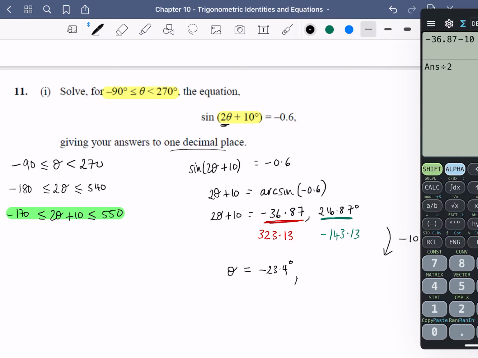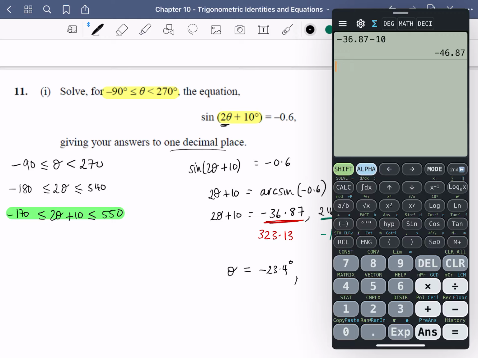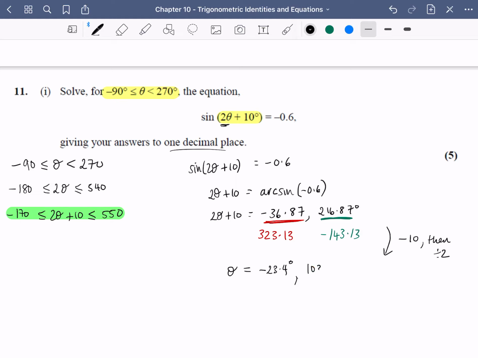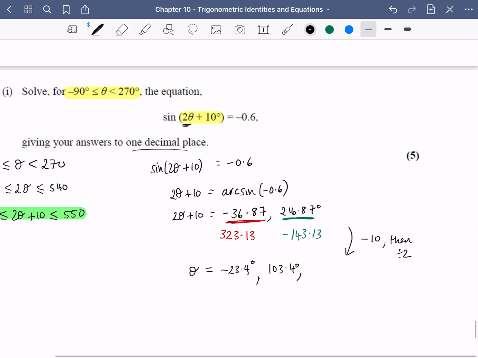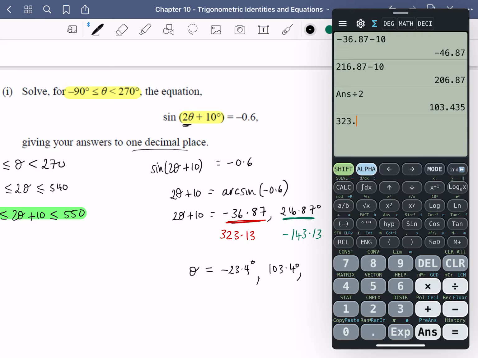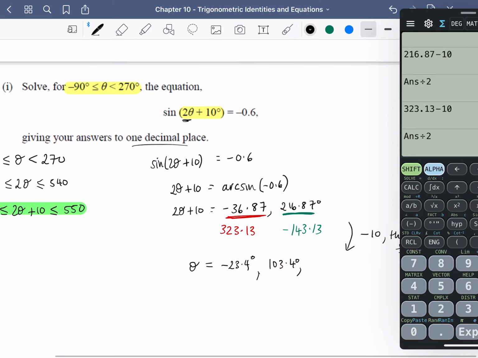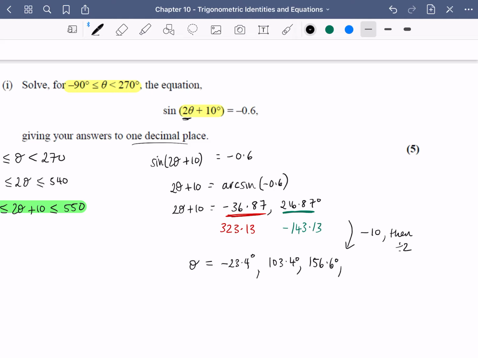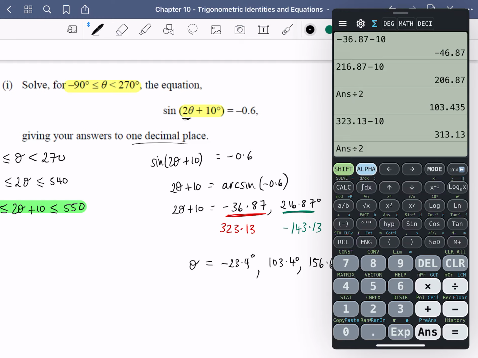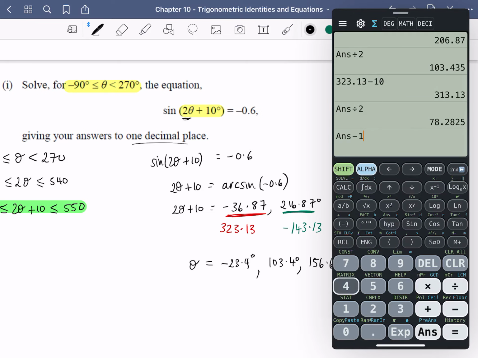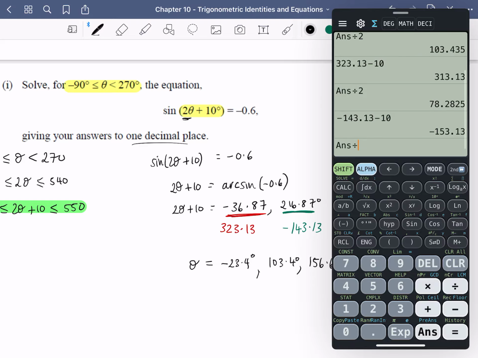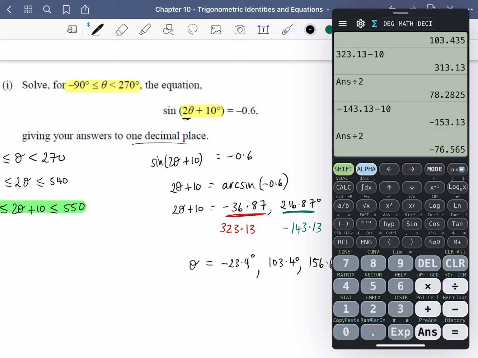Okay, my next one, I shall do 216.87. I will minus 10, press equals, and halve it, 103.4. Then I've got 323.13, minus 10, divide by 2, 156.6. And my last one is from my minus 143.13. I'm going to take away 10, press equals, divide by 2, and I get minus 76.6.